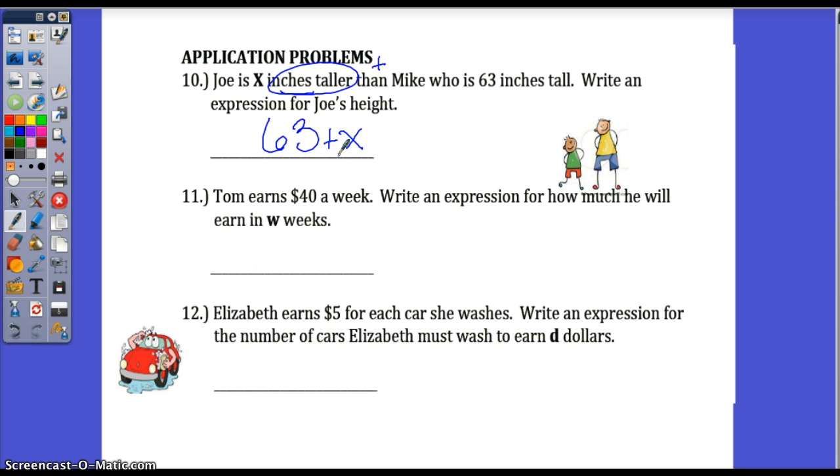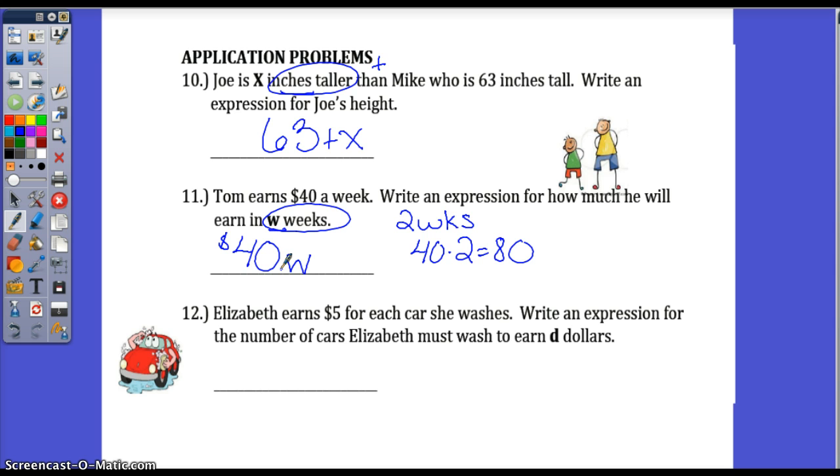Number 11 says Tom earns $40 a week. Write an expression for how much he will earn in W weeks. So if he works for 2 weeks, he earns $80. How did I get that? 2 weeks, he would have had 40 times 2 is 80. So I'm just going to say if I don't know how many weeks, W, it would be 40W, 40 times W.